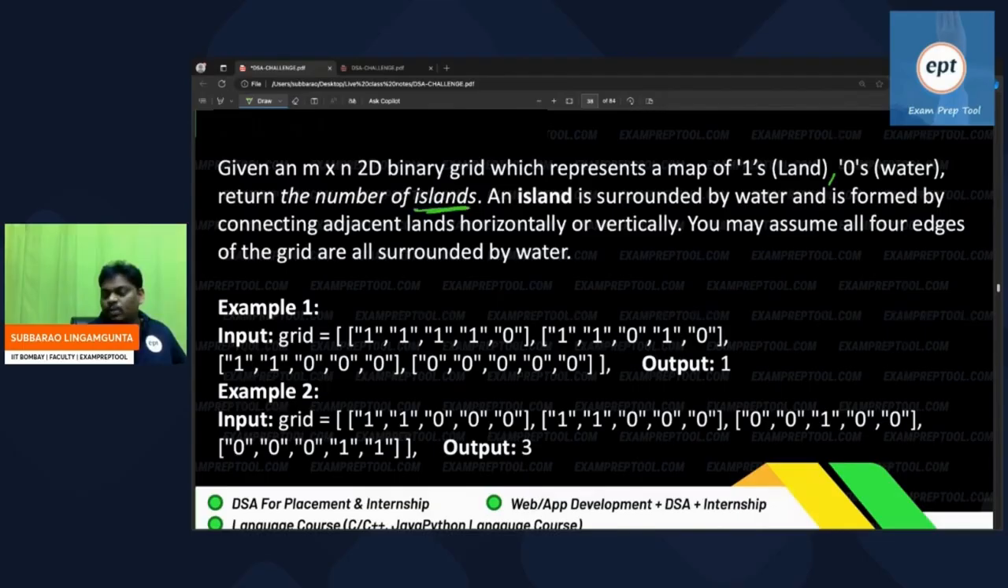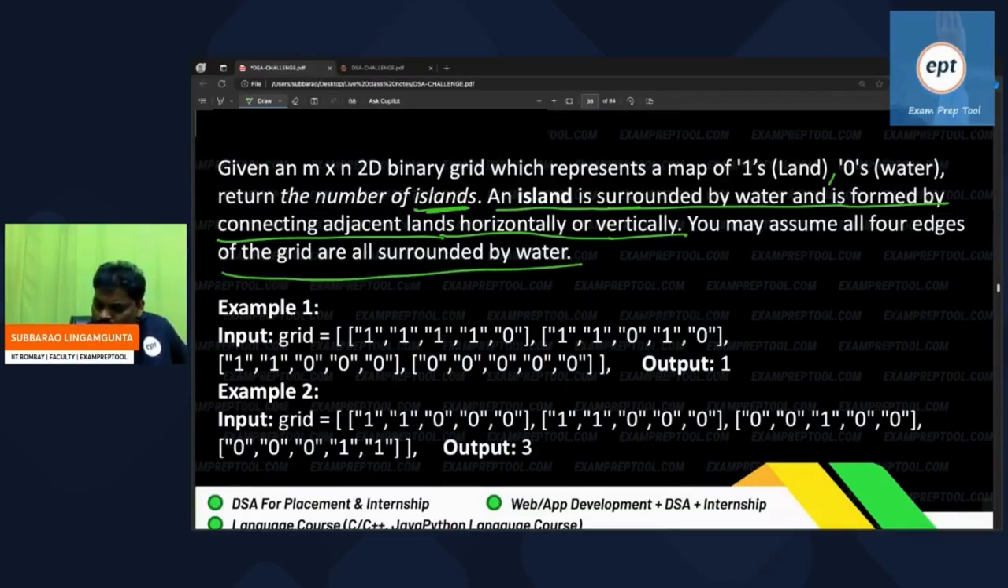An island is surrounded by water, that is the given definition. An island is surrounded by water and is formed by connecting adjacent lands horizontally or vertically. You can assume all four edges of the grid are surrounded by water. So what you want to say is, one means land, zero means water. So remember, this is one island.